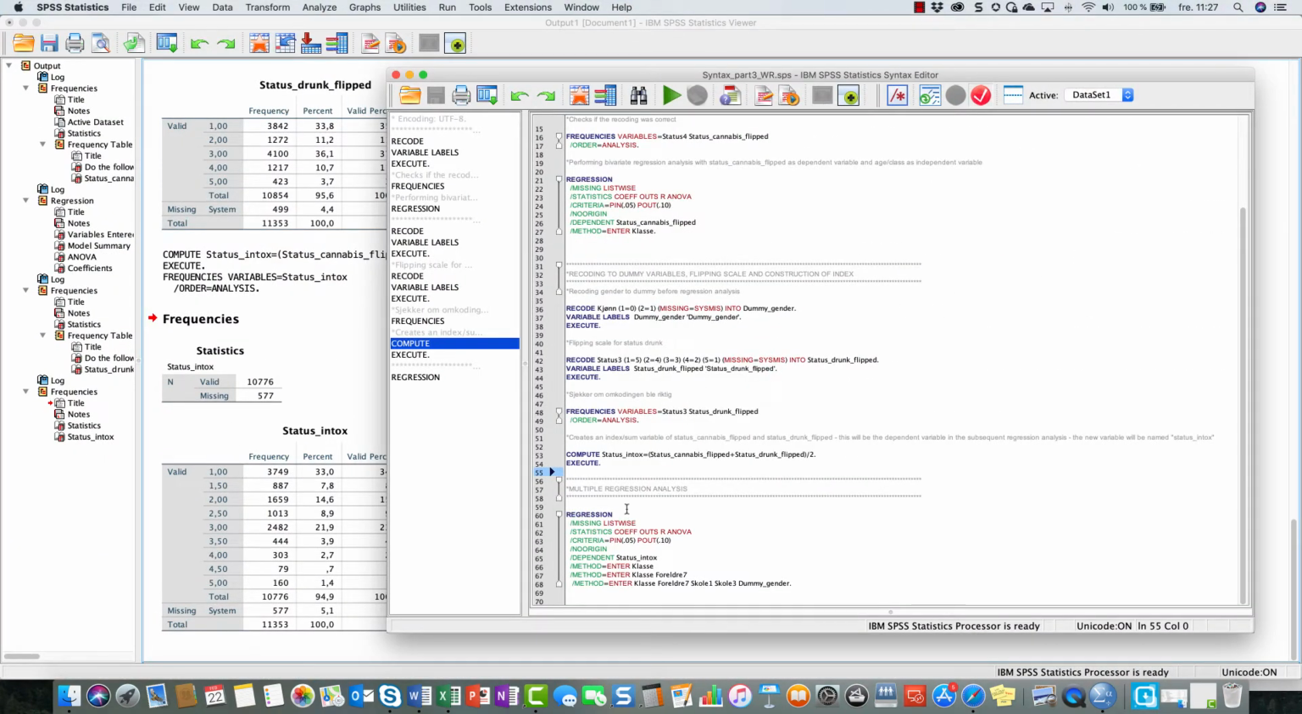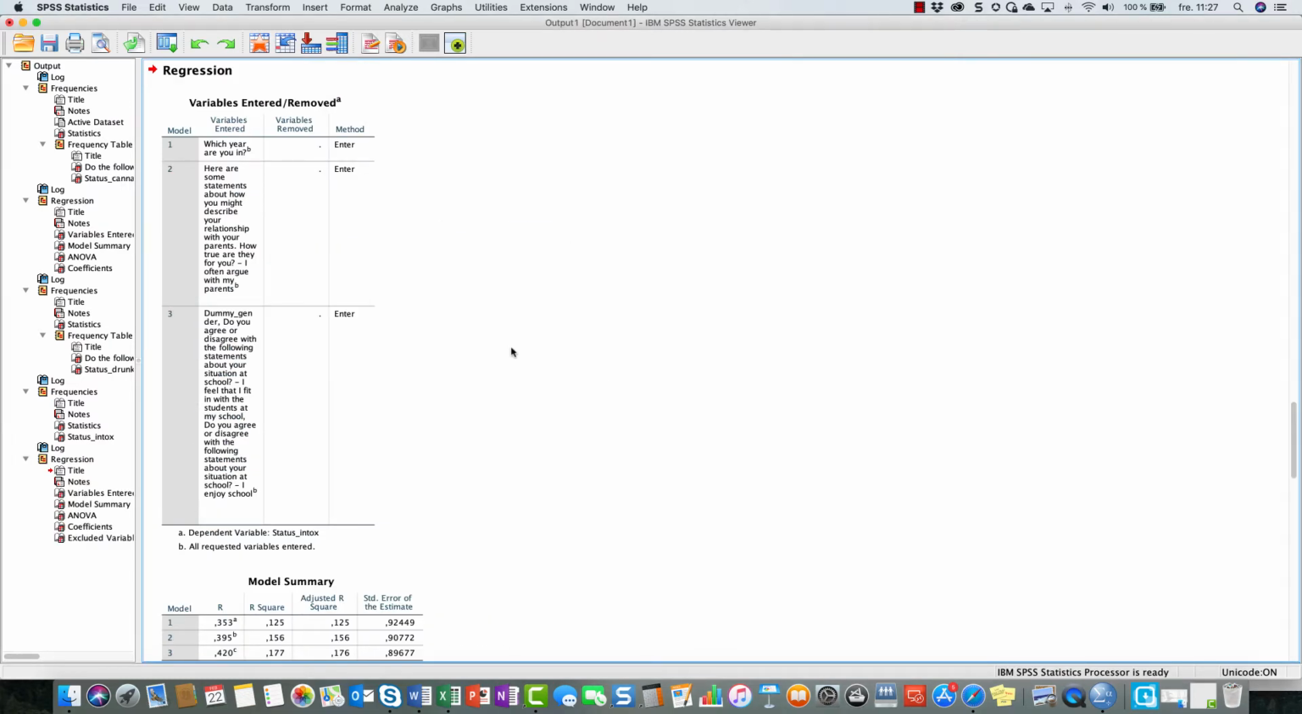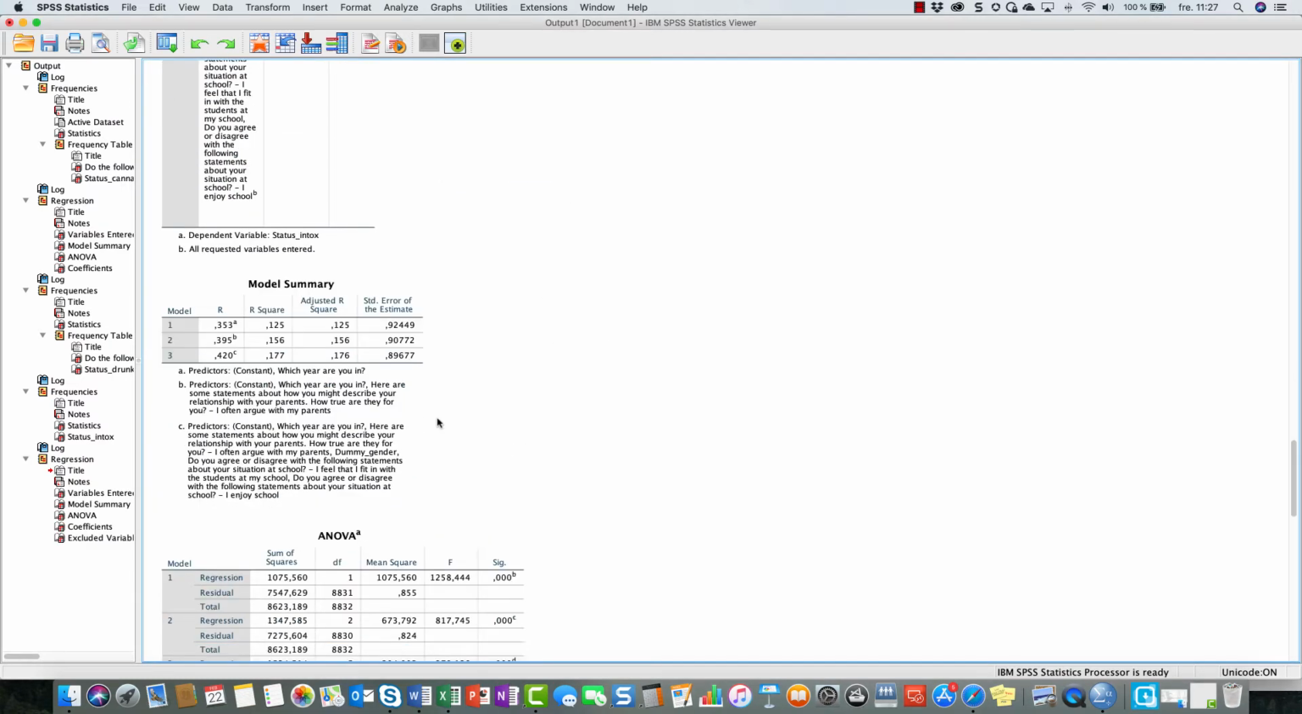So, okay, I've done that. And now I'm going to run the multiple regression analysis. And so status intoxication is my dependent variable. I use class and age as in the first model. In the second one, I use class and their relationship to their parents, whether they argue a lot with their parents or not. And this also goes into my third model, but I also have whether they enjoy school, how they fit in among the other students, and my dummy for gender. And I run that. And I go to my model summary.